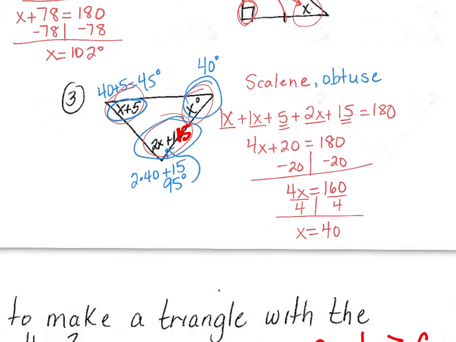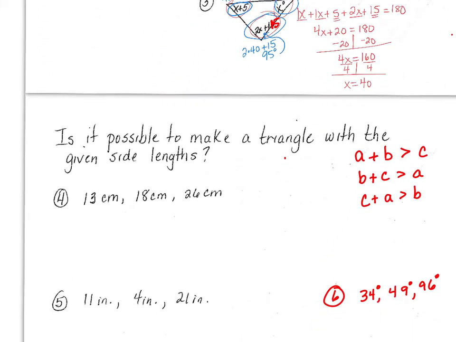And then the last part is super easy. It says, is it possible to make a triangle with the given side lengths? 13 centimeters, 18 centimeters, and 26 centimeters. What this theorem says here is that if you add two sides together of a triangle, it must be greater than the third side. In every case, every combination of sides.